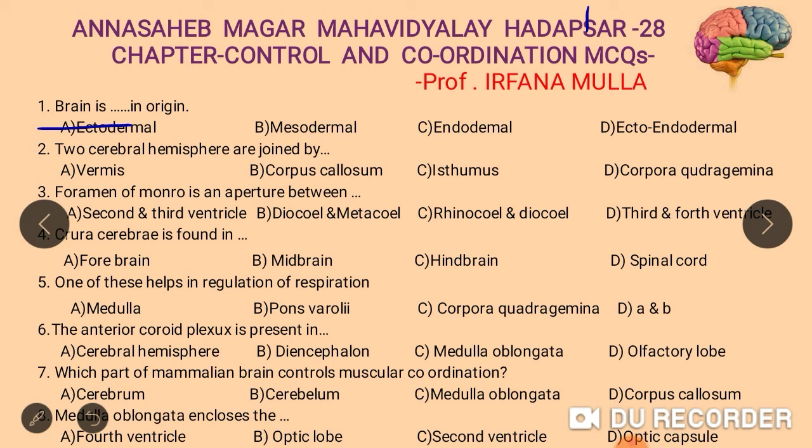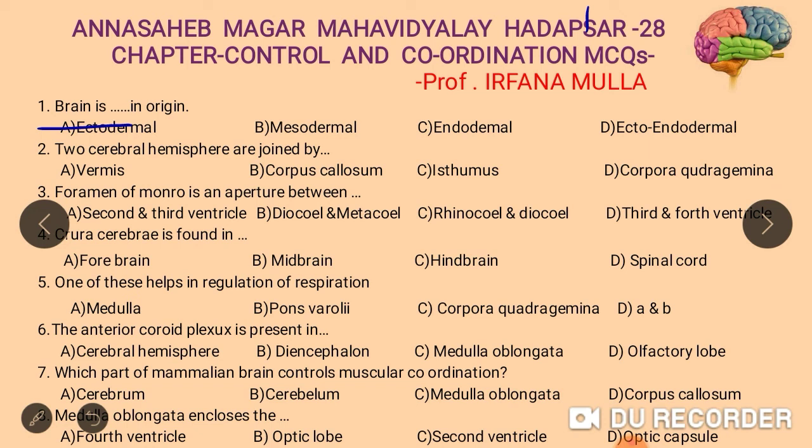In the fourth question, crura cerebri is found in ___. Forebrain, midbrain, hindbrain and spinal cord. The correct answer of that question is midbrain. That means the location of crura cerebri is in the midbrain.